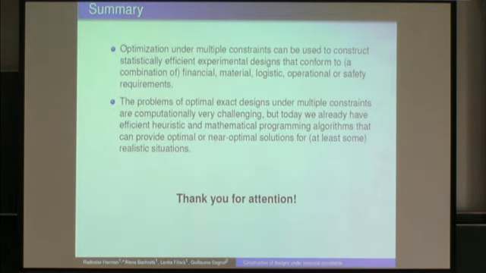So, summary. Optimization under multiple constraints can be used to construct statistically efficient experimental designs that conform to, and now I collected all the words that I heard in this conference, financial, material, logistic, operational, or safety requirements, okay, perhaps. The problems of optimal exact designs under multiple constraints are computationally very challenging, but today we already have efficient heuristic and mathematical programming algorithms that can provide optimal or near-optimal solutions for at least some, I'm not claiming that all, realistic situations. So thank you for your attention.